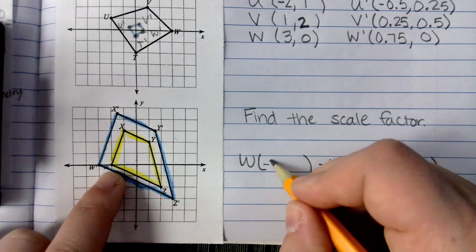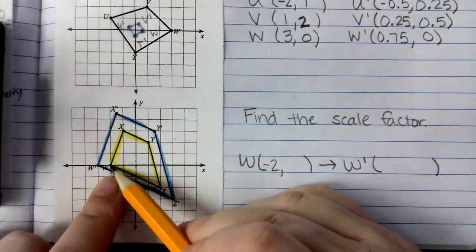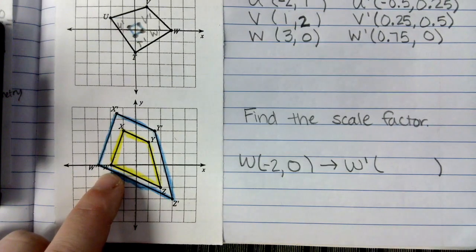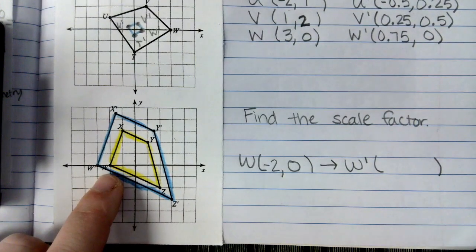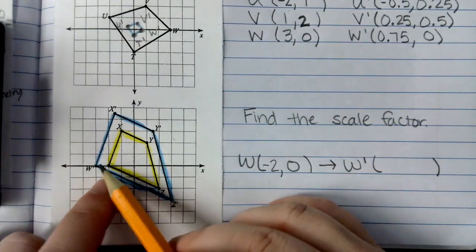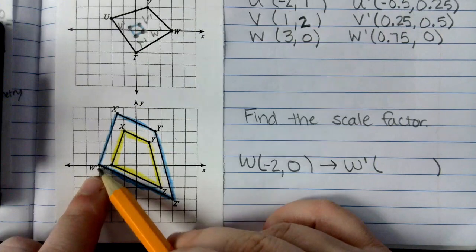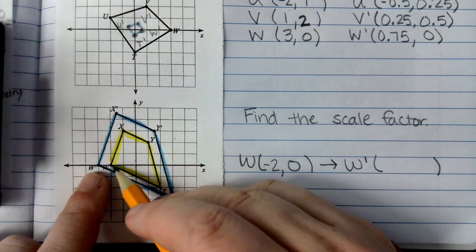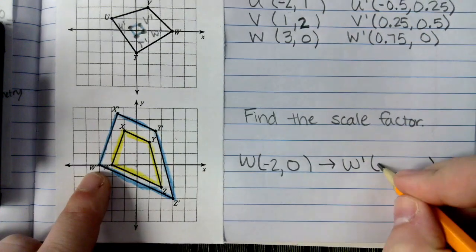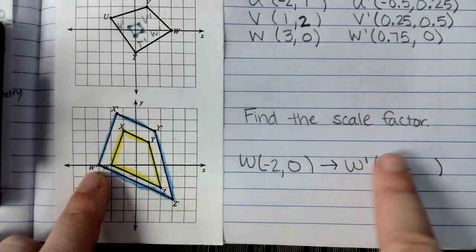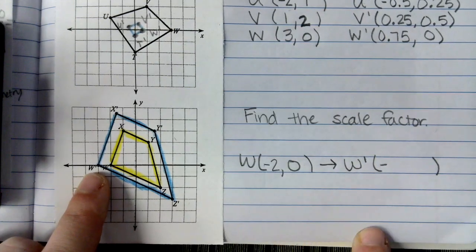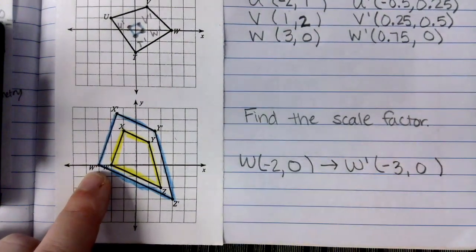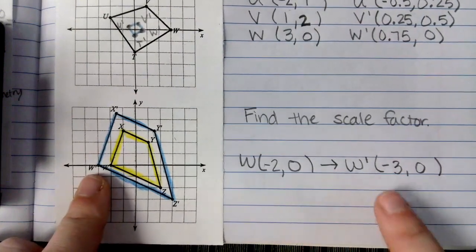All right, then we have that W prime. So from the origin, what's my point for W prime? We're not doing it for this one. This one we have to find the scale factor. It's giving us the points, and we have to figure out what we're multiplying by. We already know W, and we know W prime because it gave it to us here on the graph. So we're going to write down those points: W is negative 2, 0. W prime is negative 3, 0.